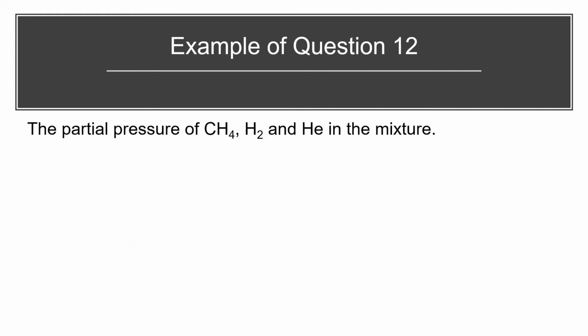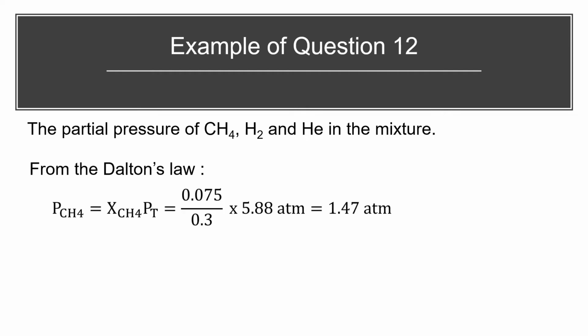To determine the partial pressure of methane, hydrogen gas and helium in the mixture, we can use Dalton's law. By substituting the mole fraction of each gas and the total pressure into Dalton's law, we can determine the partial pressure of each gas.